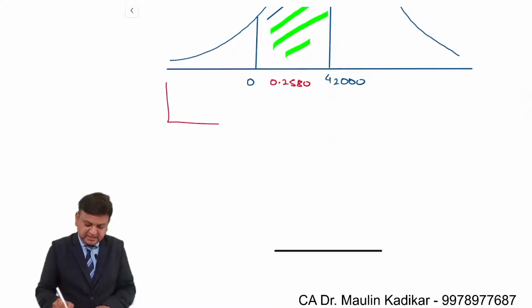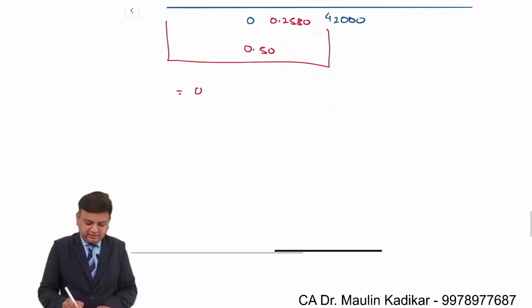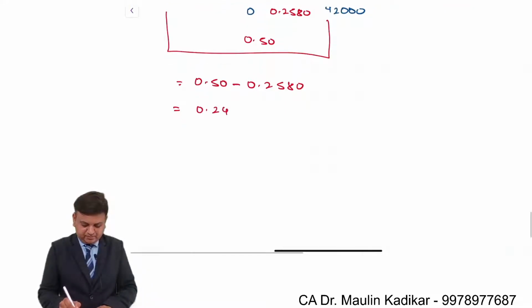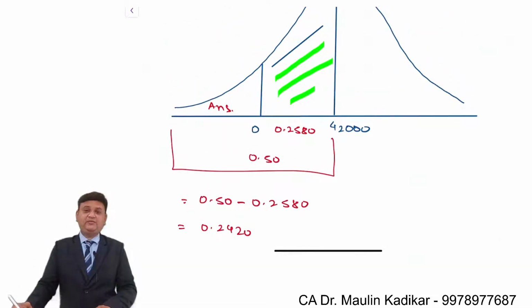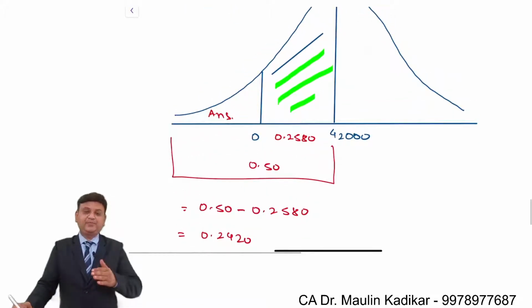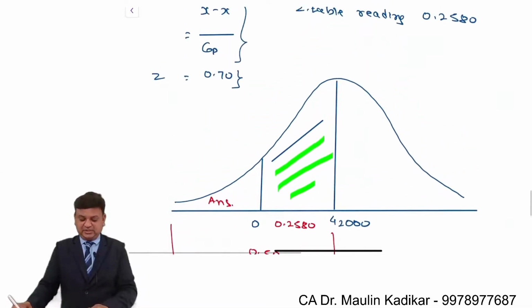Now this entire area is 0.5, and this is our answer. What will happen? 0.50 minus 0.2580. So the answer is 0.2420. So there are 24.20% chances that NPV of the project would be negative. And again, I hope that you are able to understand that this is the kind of information, or this is the kind of reporting in which the management would be interested.